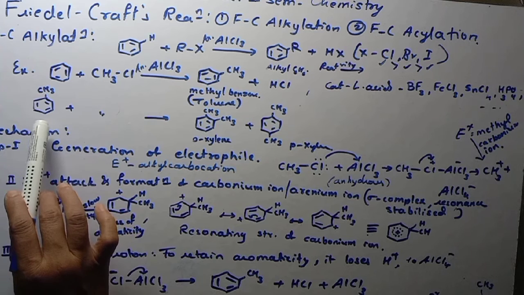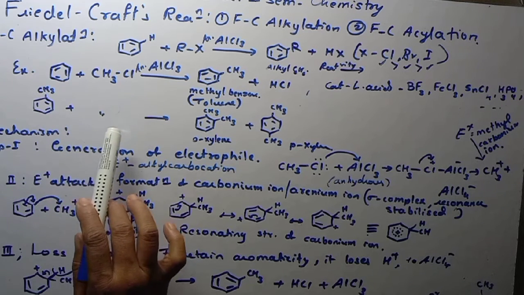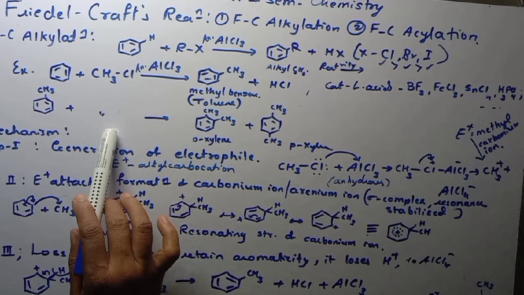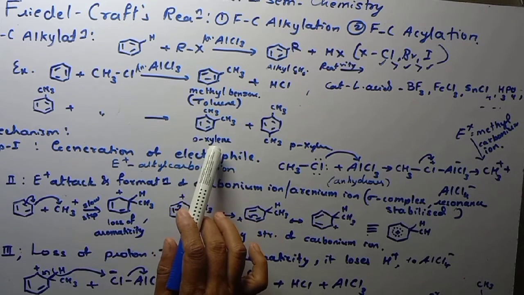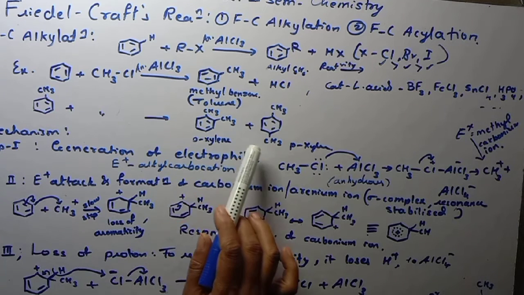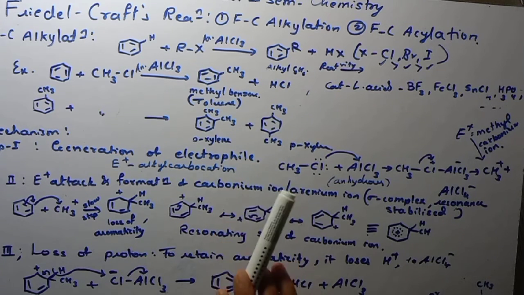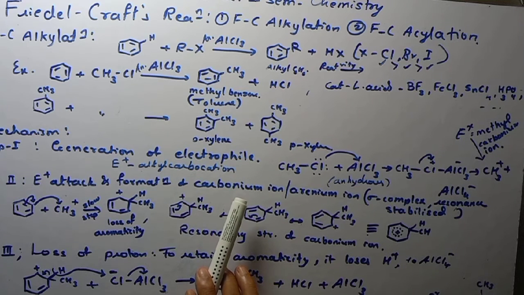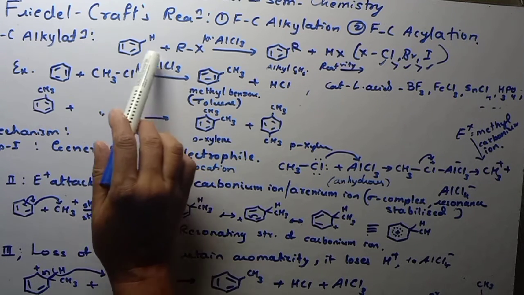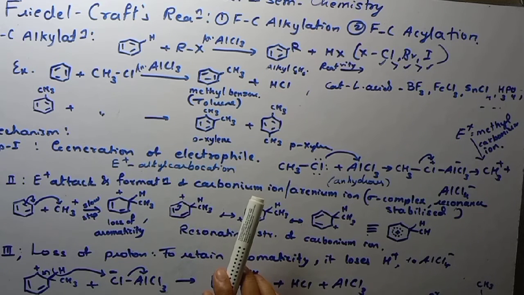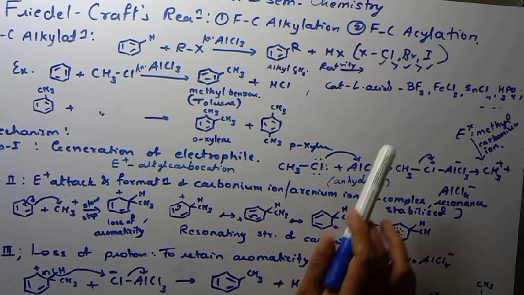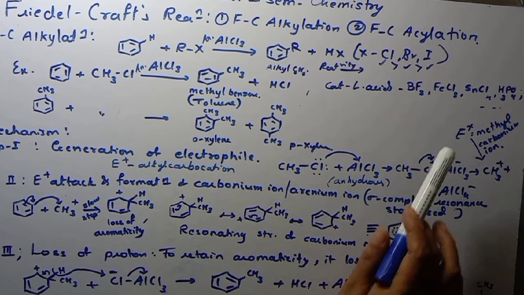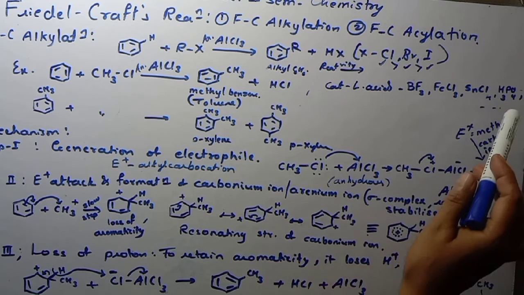Say when methyl benzene is made to react with one more molecule of methyl chloride, it gives dimethyl benzene, which is ortho-xylene, and along with it the para product is also formed, that is para-xylene. Now here anhydrous aluminum chloride is used as a catalyst. It is a Lewis acid, and similarly other Lewis acids can also be used as a catalyst, like BF3 or FeCl3 or SnCl4 or H3PO4, etc.